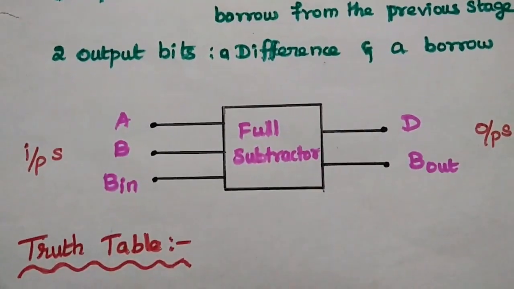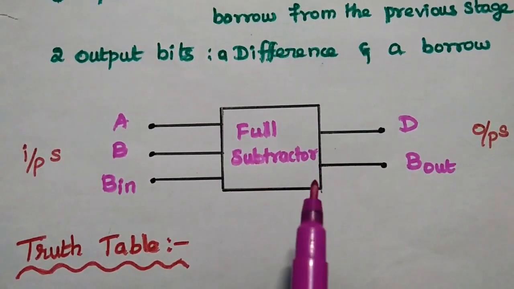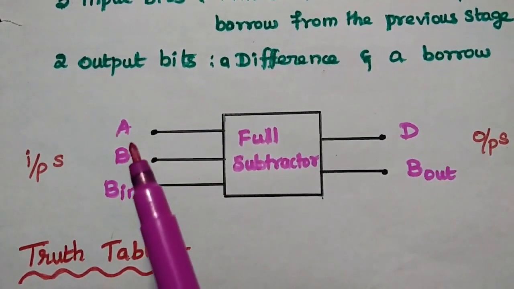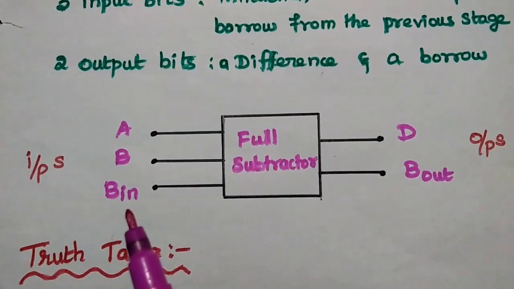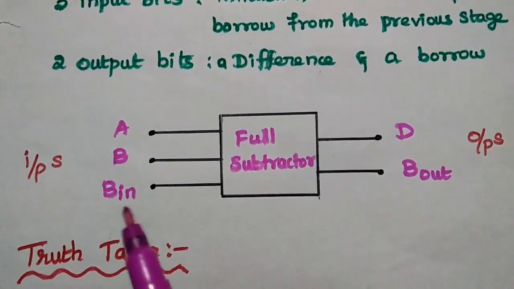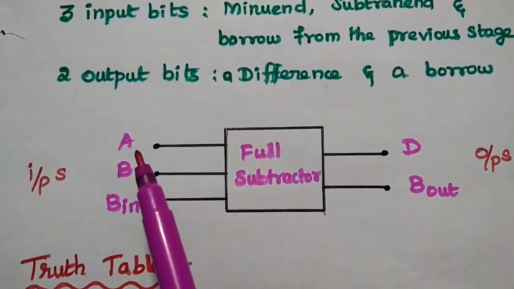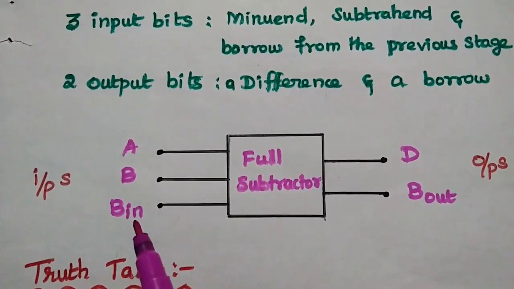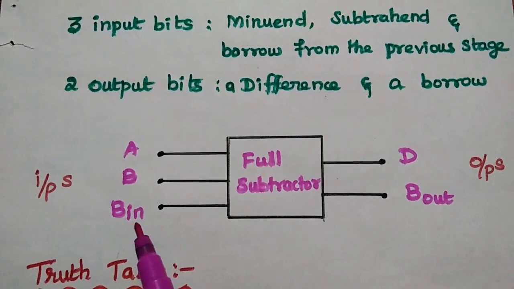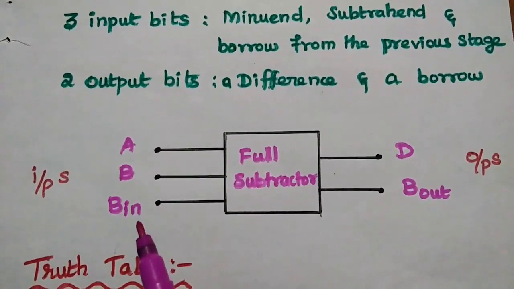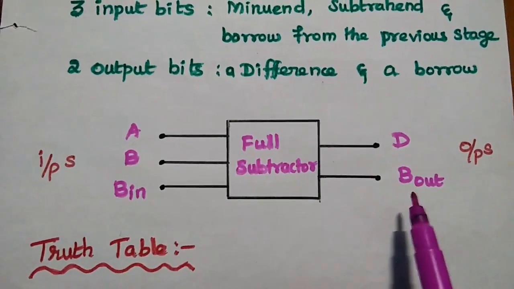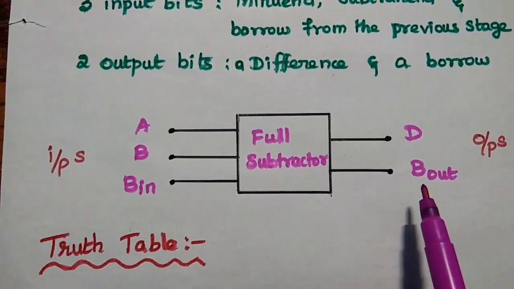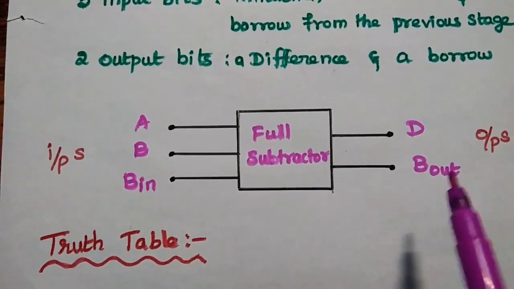This is the general diagram of the full subtractor where A, B and B in are the inputs. Here A is the minuend, B is the subtrahend and B in is nothing but the borrow from the previous stage. B out represents the output borrow bit.